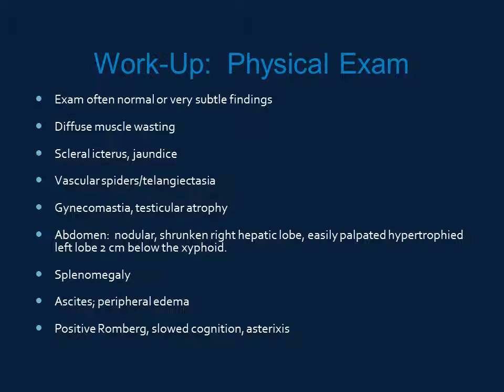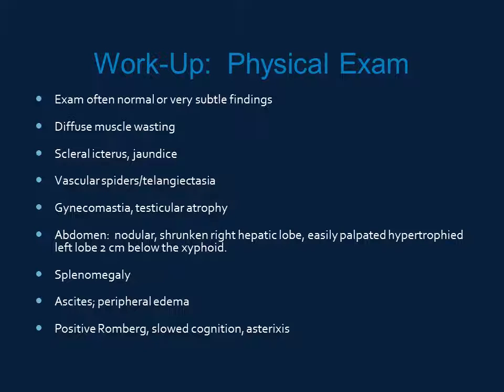Workup. The physical exam is often normal or shows very subtle findings. In more advanced disease, you may see diffuse muscle wasting, scleral icterus or jaundice, vascular spiders or telangiectasia, often on the upper neck, sometimes on the arms. In men, gynecomastia or testicular atrophy.